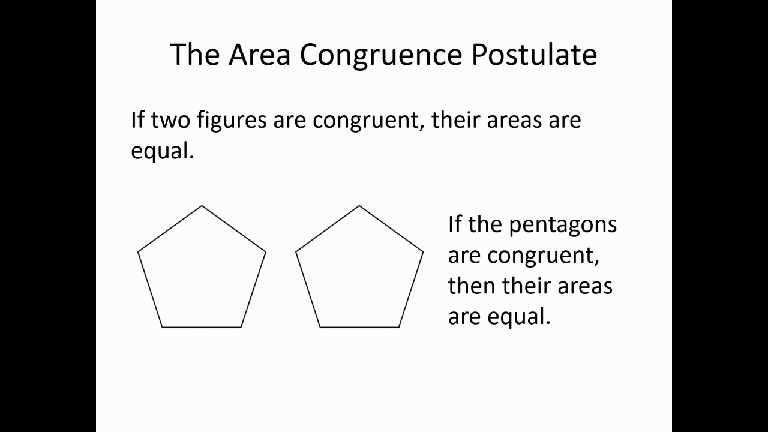Second is the area congruence postulate, which says that if we have two congruent figures, they must have equal areas. So for instance, if the pentagons that you see in front of you are congruent, and let us say that they are, then it will follow that their areas are equal. This seems to me just blatantly obvious as any postulate that we have encountered.